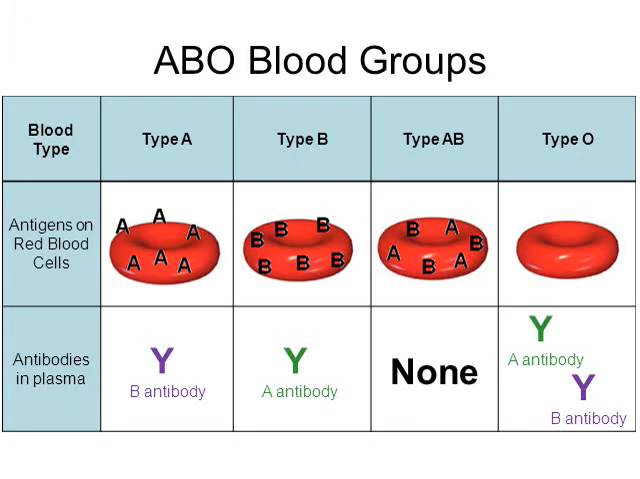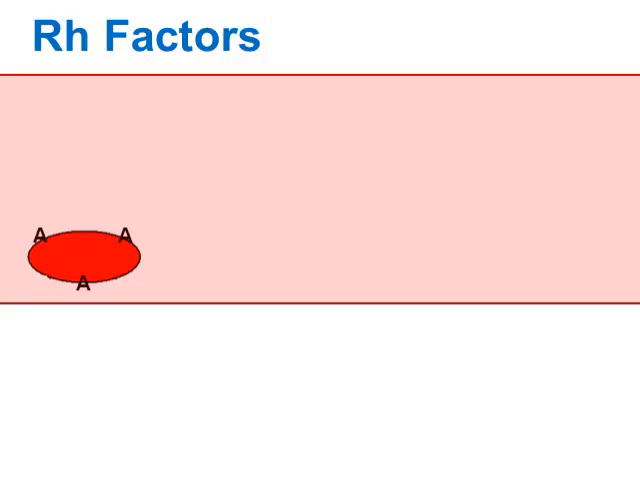So again, here's a good place to pause the video and just study this table if you want to see some of the differences between the antigens and antibodies of the various blood types. So the last thing I want to mention is what is called the Rh factor. You may have heard that some blood might be positive blood or negative blood.